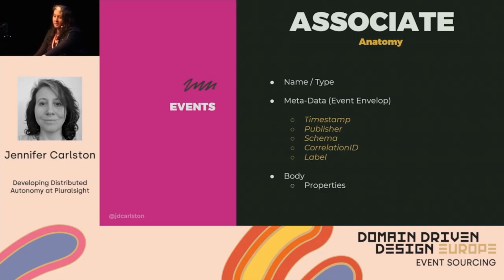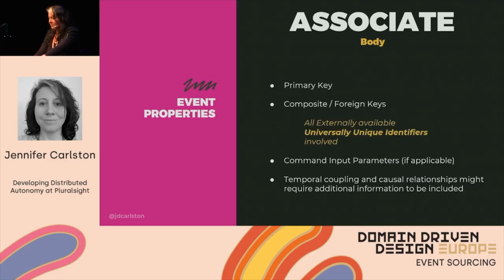Events also have a body, which contains properties of that specific event. Body properties should include a primary key, the related foreign or composite keys, and all externally available UUIDs involved. Body properties should include all the API input parameters as well. When sharing the state of an event, you might need to include other information that you're not the source of truth on, depending on coupling and causal relationships that you're constrained by between the specific publishers and consumers of the events.